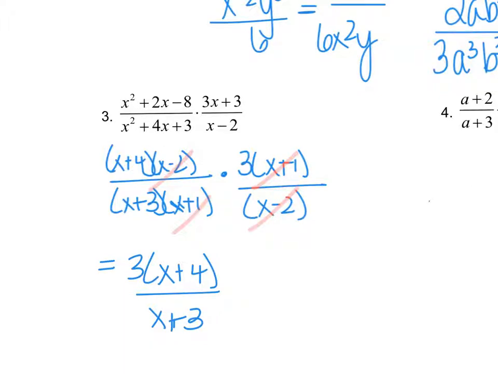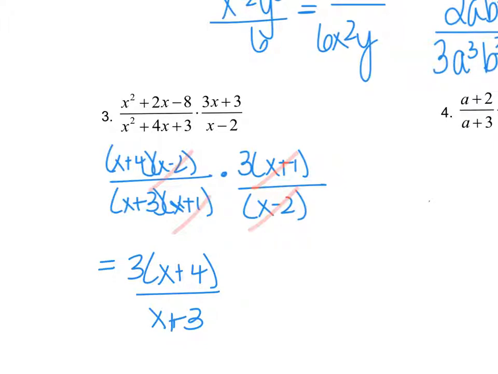You do not need to distribute that 3 through to everything in the numerator, but if you do, that's fine. Just make sure that you include that 3 in your final answer. Okay, a common mistake is that once we take out that GCF, we forget to write it in our final answer.